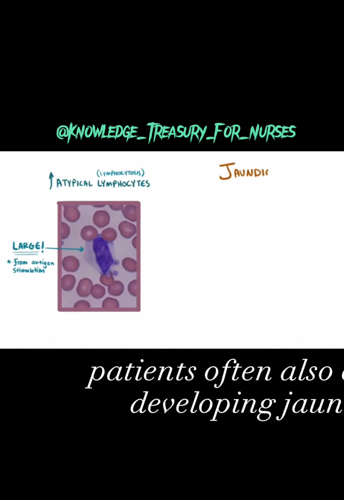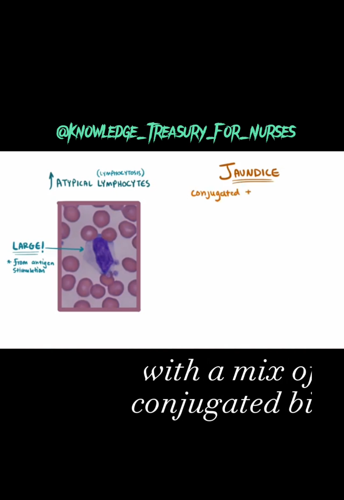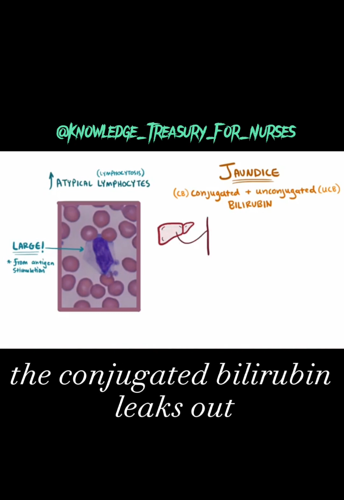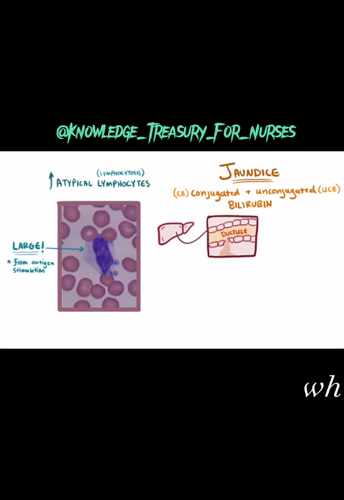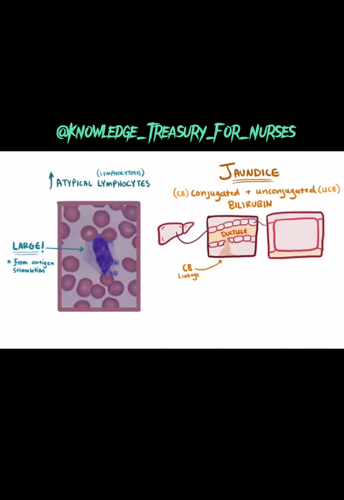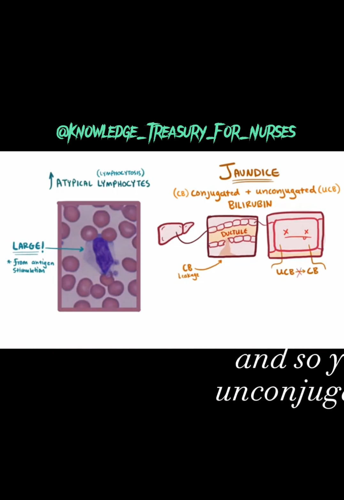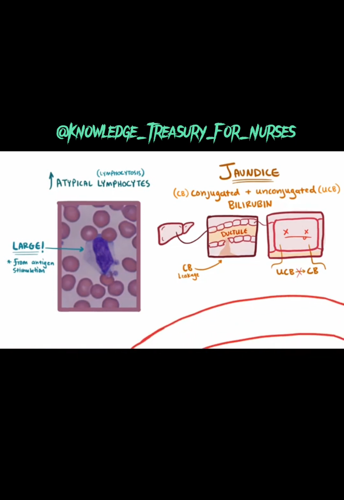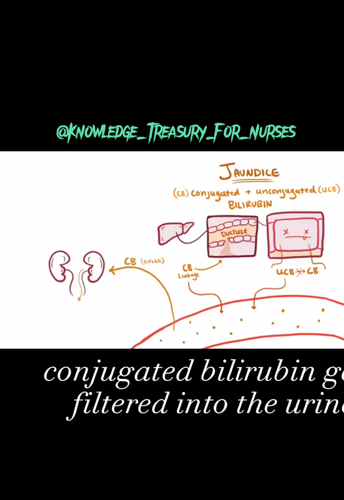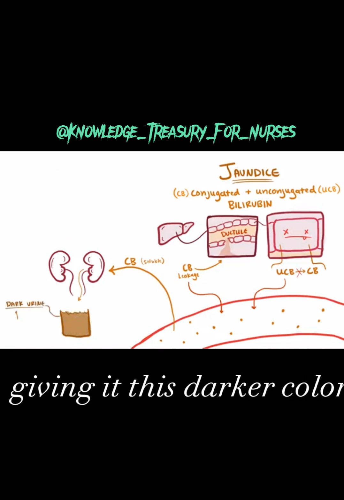Patients often also end up developing jaundice, with a mix of both conjugated bilirubin and unconjugated bilirubin. The conjugated bilirubin leaks out when bile ductules are damaged or destroyed when the hepatocytes die, because those hepatocytes make up some of its lining. Also, since these hepatocytes are dying, you start to lose the ability to conjugate bilirubin and make it water-soluble, and so you end up with unconjugated bilirubin as well. So since there's both conjugated and unconjugated bilirubin in the blood, some of the water-soluble conjugated bilirubin gets filtered into the urine, giving it a darker color.